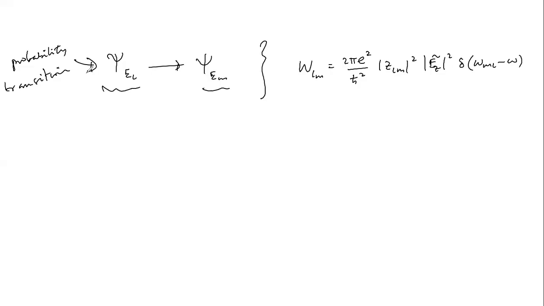Which shows the important resonance condition that the frequency omega of the incident wave must be equal to the transition frequency omega Ln of the atom, and that transition probability is linearly proportional to the intensity of the incident wave. Okay, so this occurs at resonance. Now, if we take this as our 16th equation, we can say that this equation is a form of the Fermi golden rule.